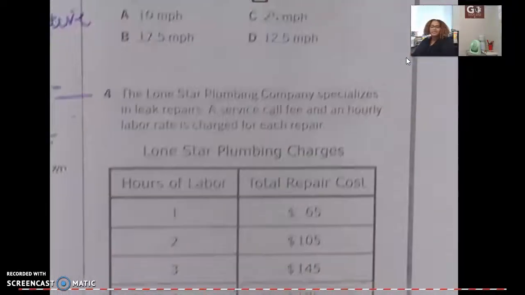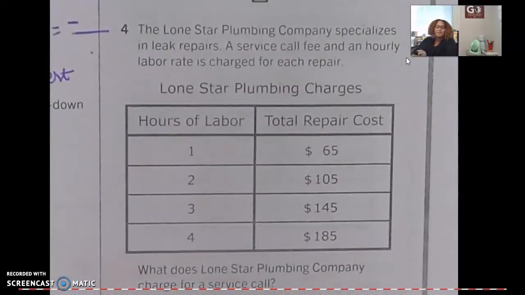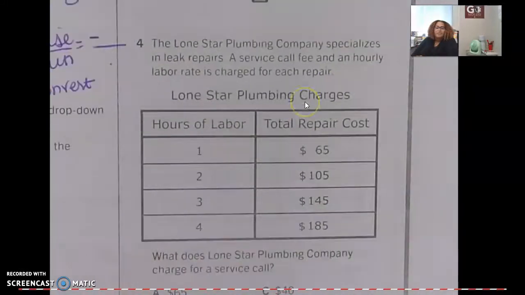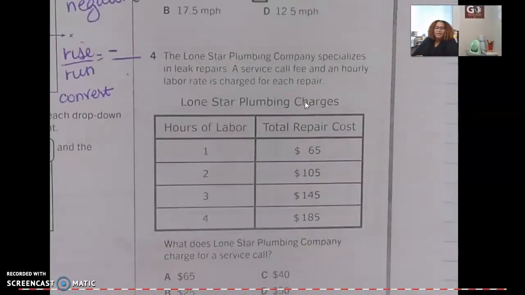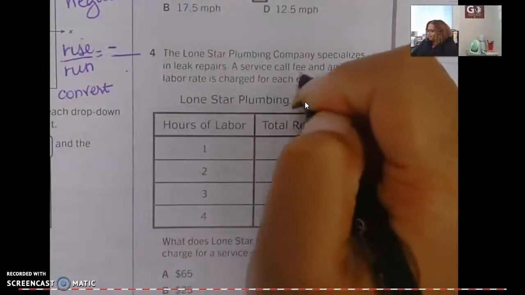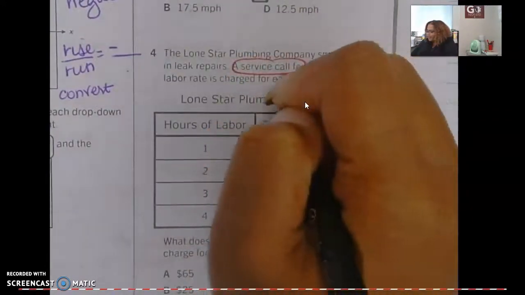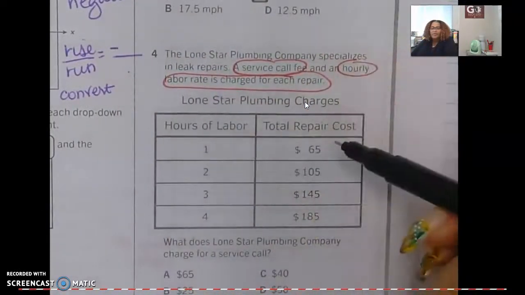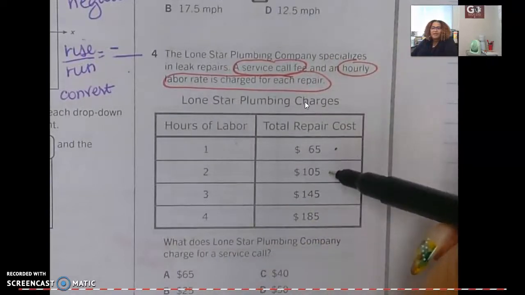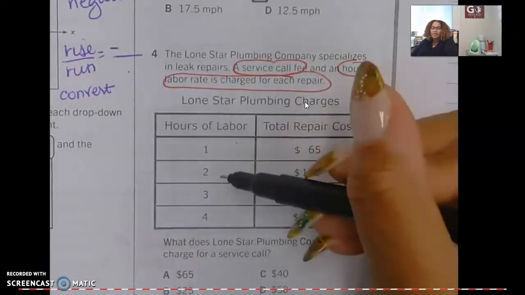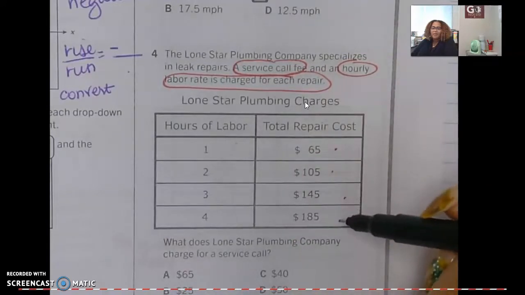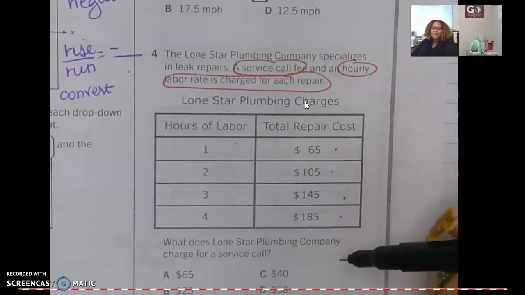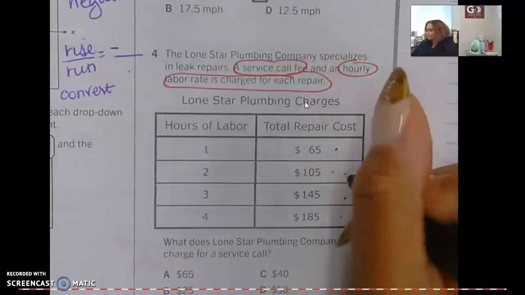Then at the bottom, it says the Lone Star Plumbing Company specializes in leak repairs. A service call fee and an hourly labor rate is charged for each repair. After 1 hour of labor, they have paid $65. The next hour, they are paying $105, then $145, and the next, $185. So if I look here to find the rate of change from my hourly rates, this one's easy and this one's easy.